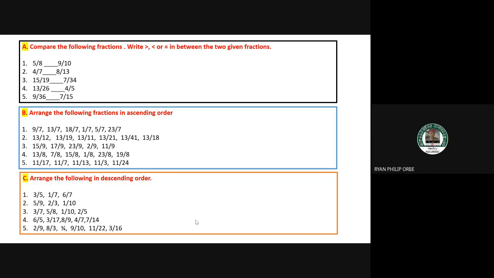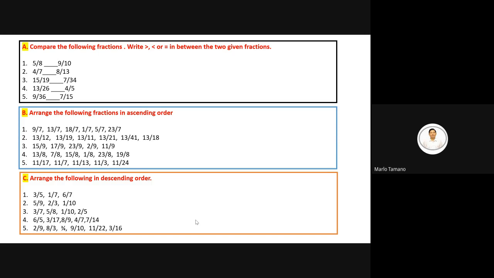Comparing fractions. To compare similar fractions, the greater the numerator, the larger the fraction. The smaller the denominator, the greater the fraction. So how do we arrange these similar fractions?